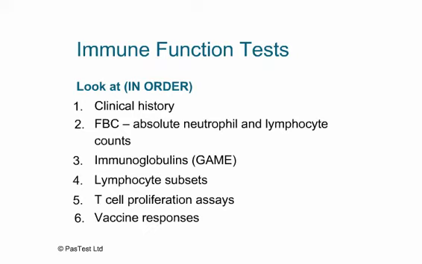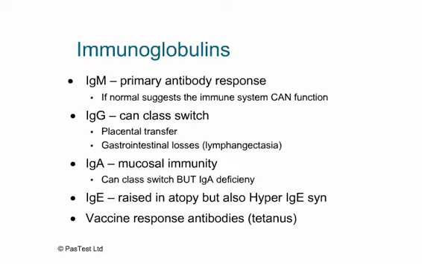The second test of immune function are vaccine responses. So if the child has been vaccinated, we just want to know whether or not they've mounted an antibody response to that vaccination. So what can we gain from looking at the immunoglobulin levels? Well, by looking at IgM, we can tell whether or not the patient is able to make any immunoglobulin. The IgM is the primary antibody response, so it's the first antibody that will be produced in response to a pathogen or a foreign antigen.